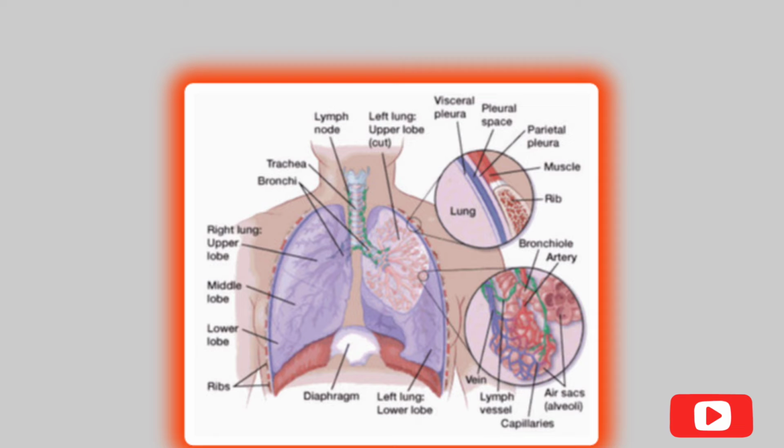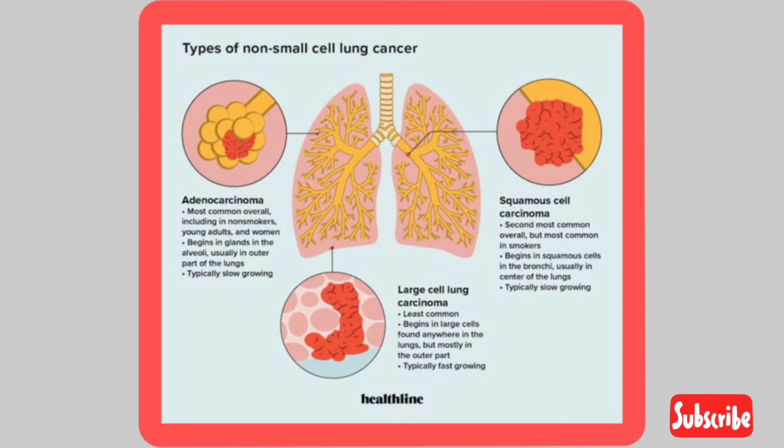The pleura protects your lungs and helps them slide back and forth against the chest wall as they expand and contract during breathing. Below the lungs, a thin, dome-shaped muscle called the diaphragm separates the chest from the abdomen. When you breathe, the diaphragm moves up and down, forcing air in and out of the lungs.